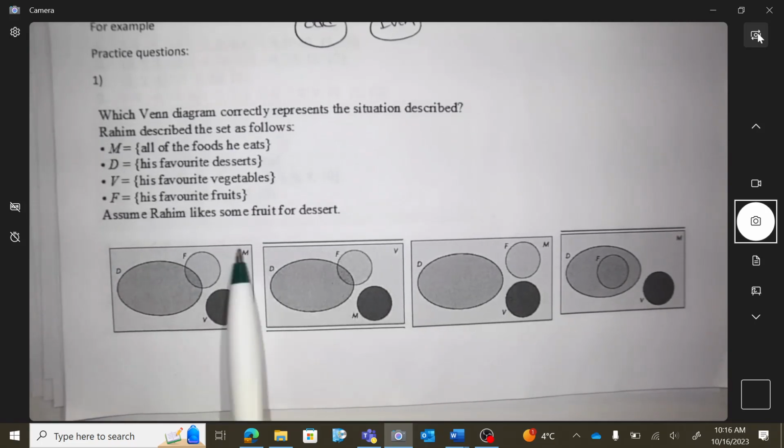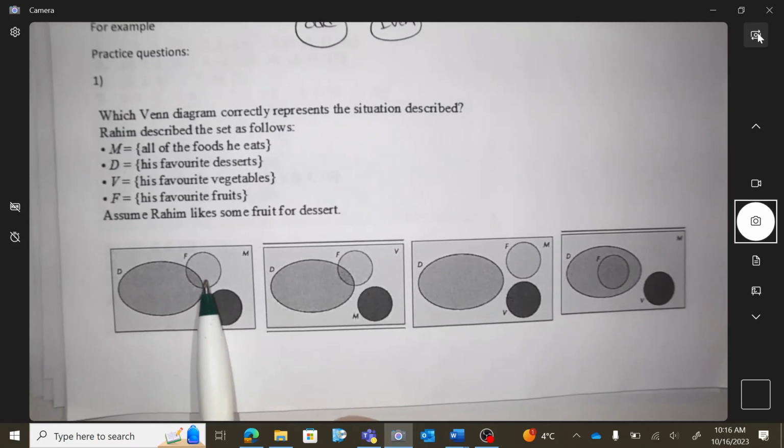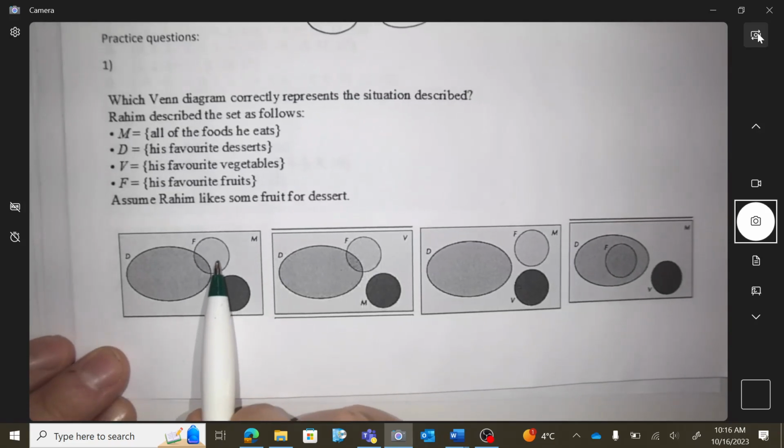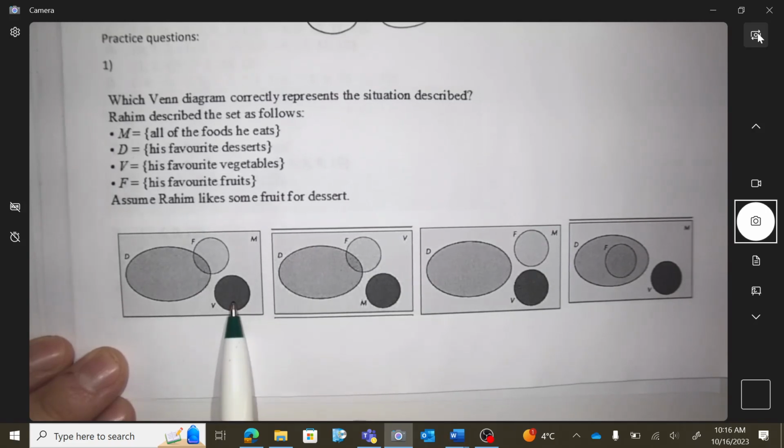So which diagram would make the most sense? So this would show me fruits, but a little bit of the fruits were also considered desserts. That kind of makes sense to me, right? Vegetables, I wouldn't overlap vegetables with dessert. Does anybody else ever have a vegetable for dessert?